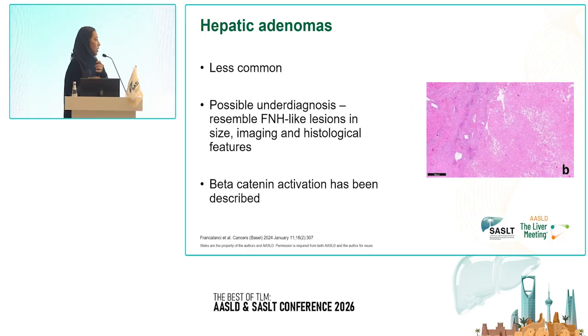Hepatic adenomas are less common, or at least we think are less common. They do look similar to FNH-like lesions on imaging, so there may be some degree of underdiagnosis of hepatic adenomas, and there are reports of beta-catenin activation in patients that have had biopsies in the past. So again, there is some malignant potential for transformation there.